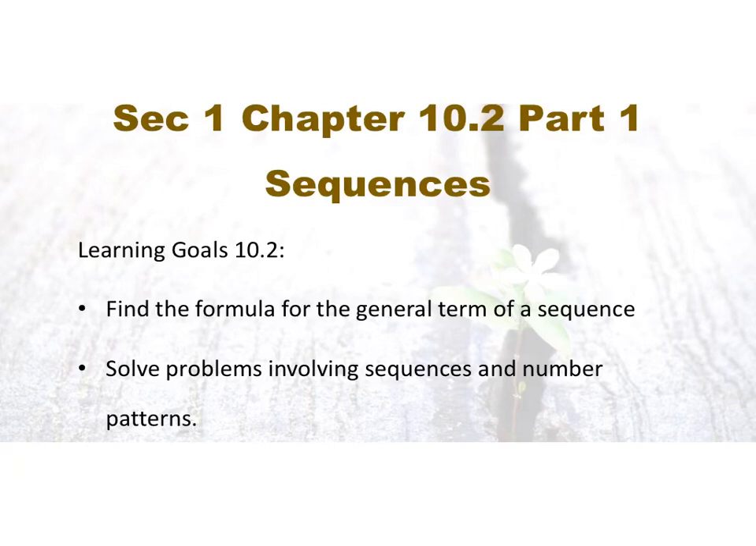Sec 1 Chapter 10.2 Part 1 Sequences. Now in this part of the chapter we're going to learn about what is a general term, and we're going to try to find the formula for the general term of a sequence, and then we're going to do the higher level questions where we solve problems involving sequence.